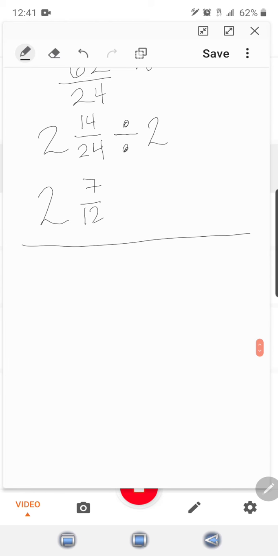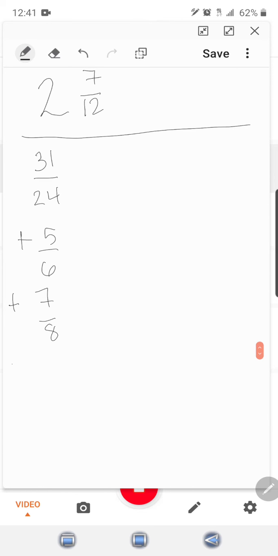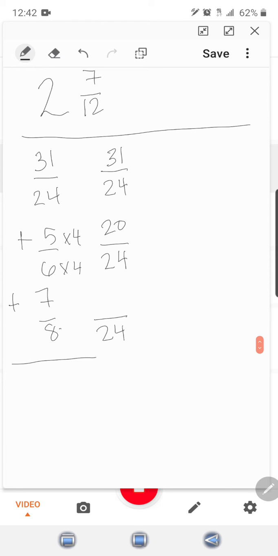All right, I don't know how I did this number, but it just kind of was random, so let's work on it. 31 24ths plus 5 6ths plus 7 8ths. Okay, so our common denominator here is 24. So we're going to strive to make everything 24 on the denominator. Okay, so 6 times 4, 5 times 4, 8 times 3, 3. So here's my common denominators.